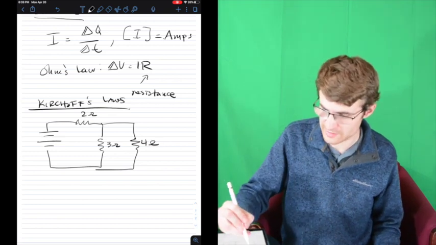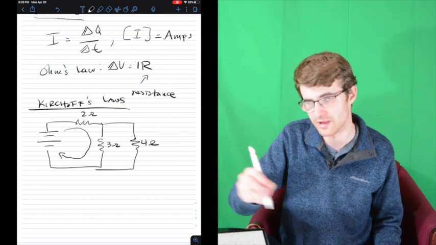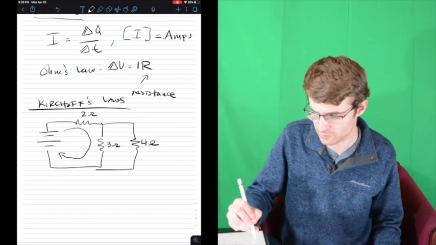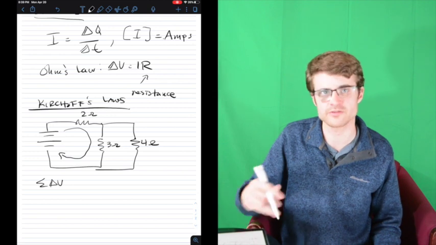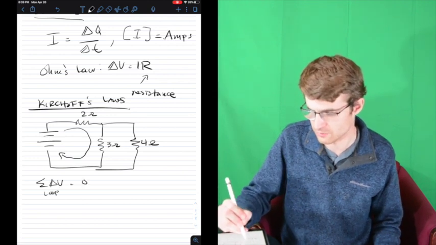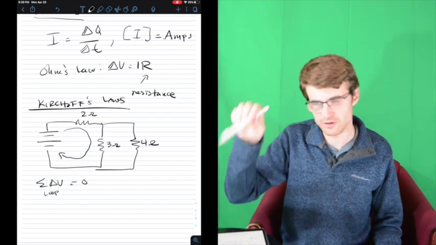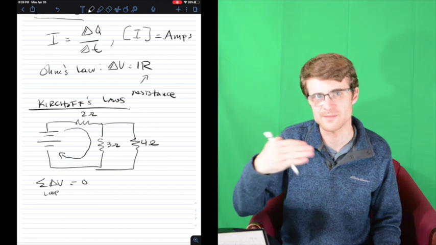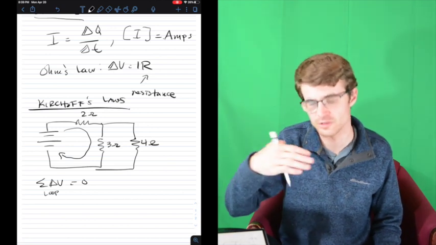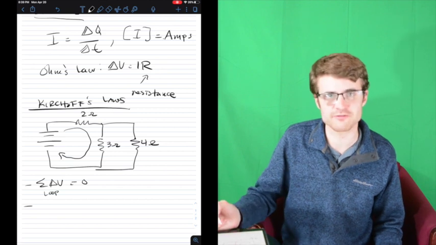And let's say that I take a little trek around this loop here. Kirchhoff's laws say that my trek around that loop, that the change in voltages across all those elements, those batteries, whatever, across any closed loop has to be equal to 0, which is exactly the same as saying that if you go around a closed loop and end up where you started, you're at the same height that you started. You didn't gain or lose any elevation, so to speak. So that's the first of Kirchhoff's laws.